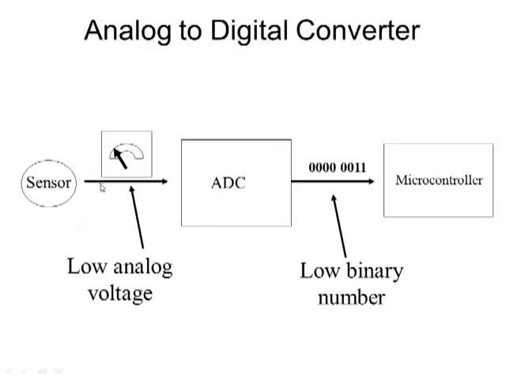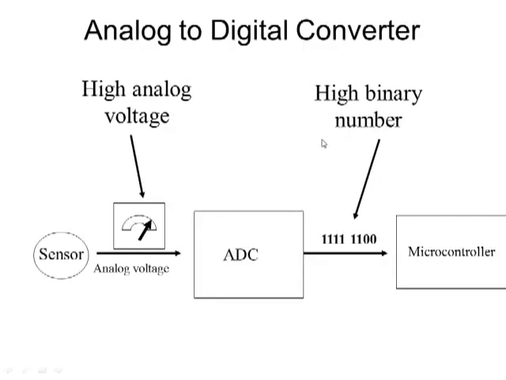Here we see a very small analog voltage. The binary number is going to be proportional to the analog voltage. So here we see a very low analog voltage, and it produces a small binary number. Here we see a large analog voltage, and it produces a really big binary number.